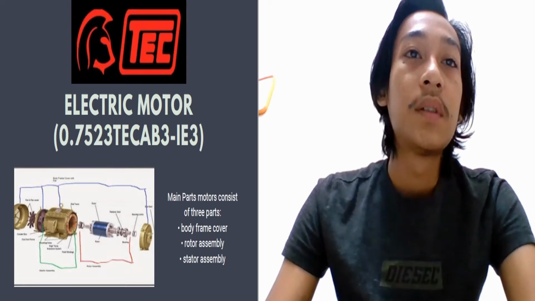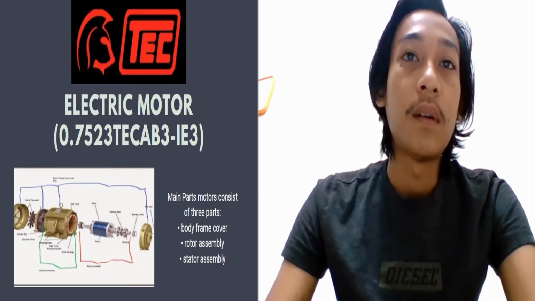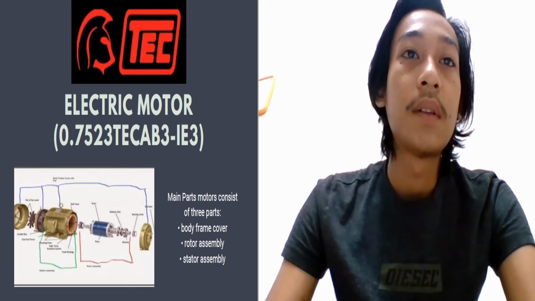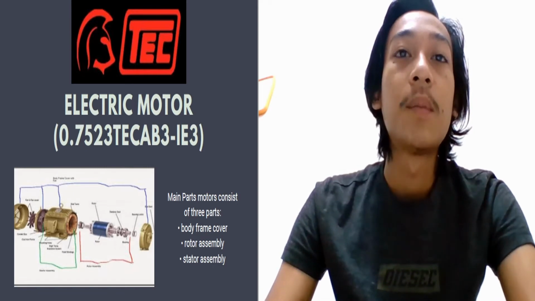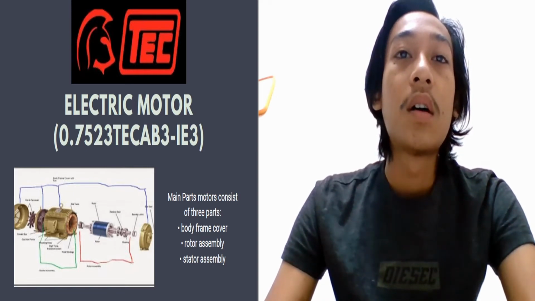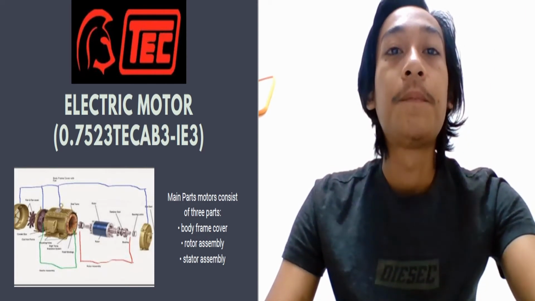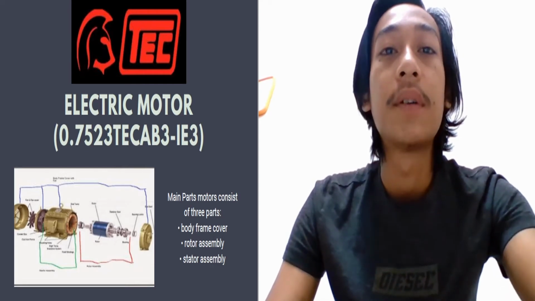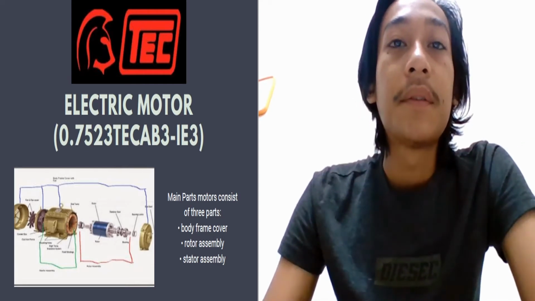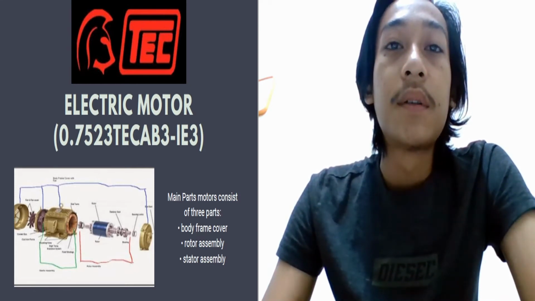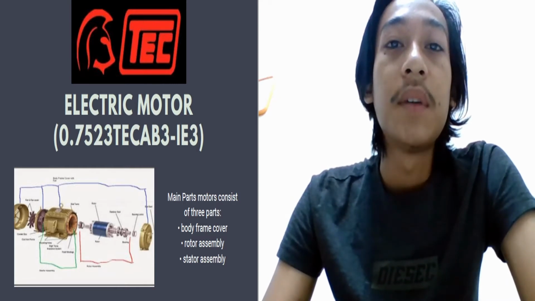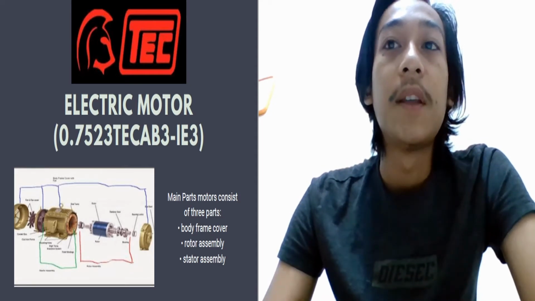So this is the picture of our electric motor. Our electric motor consists of 3 main parts, which are body frame cover, rotor assembly and also stator assembly. Then it also has sub parts: the red line in the rotor assembly, and also the winding coil and magnet, which are in the stator assembly.